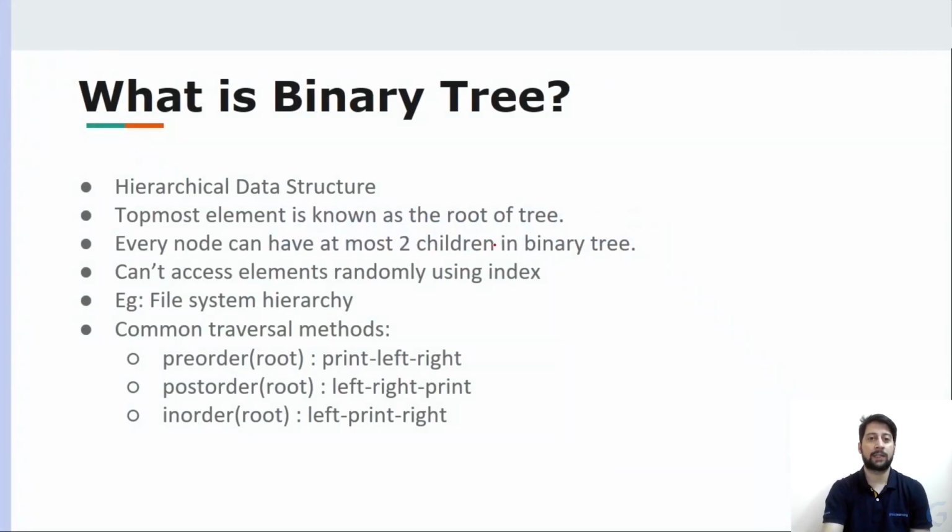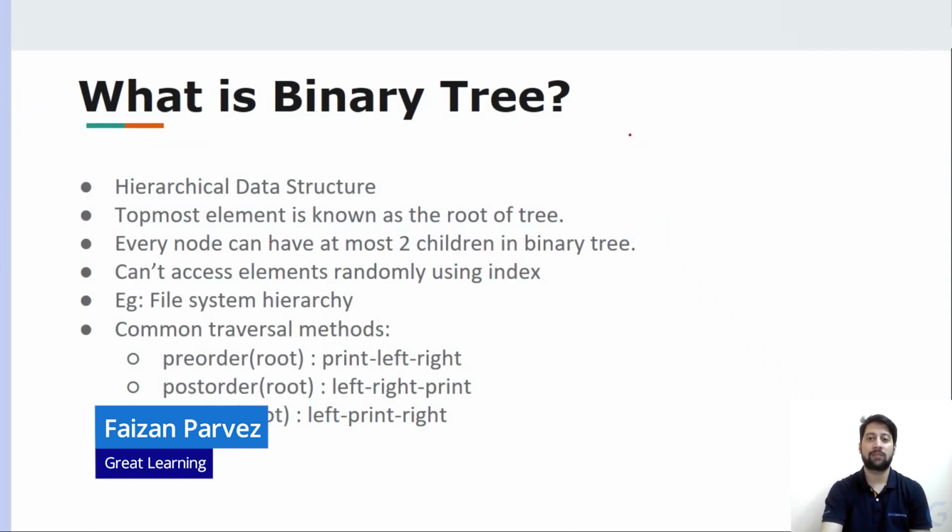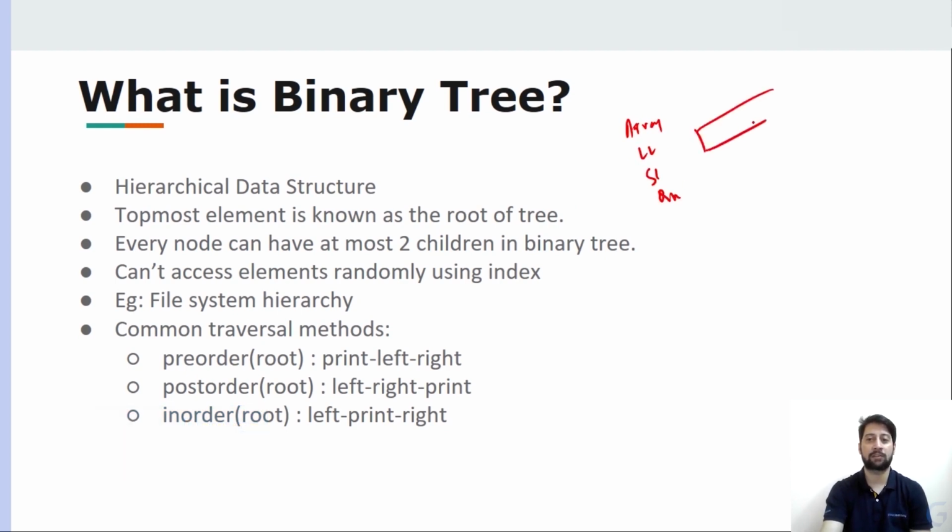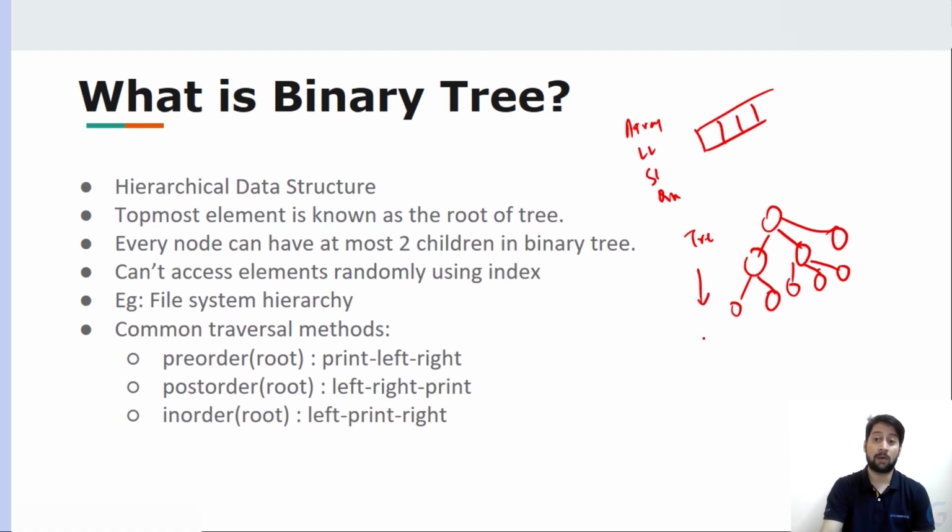Now let's talk about what a binary tree is. It is a hierarchical data structure. As we have seen in earlier data structures like arrays, linked lists, stacks, and queues, all of these were linear data structures. But a tree is a hierarchical data structure. That means it can have one or more children, not necessarily exactly two. But in a binary tree, you can have at most two children.